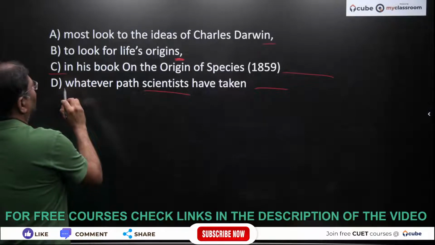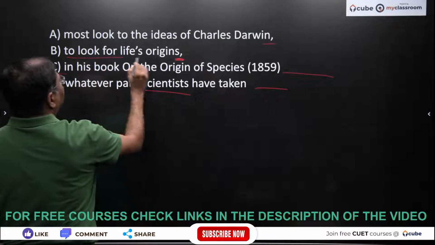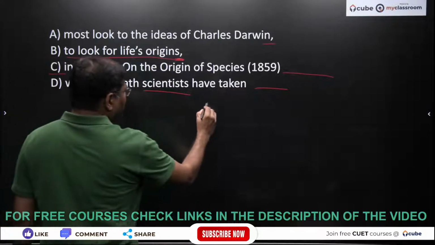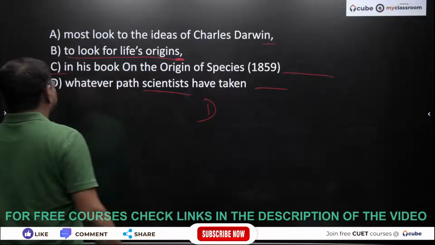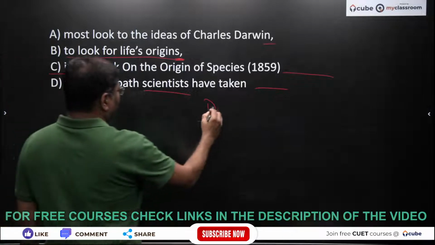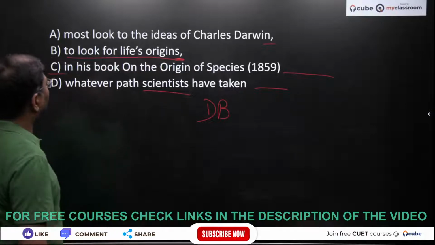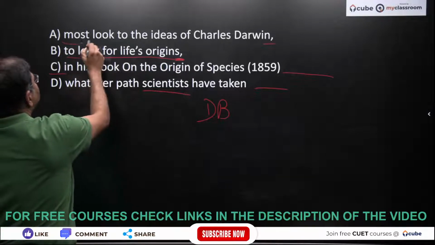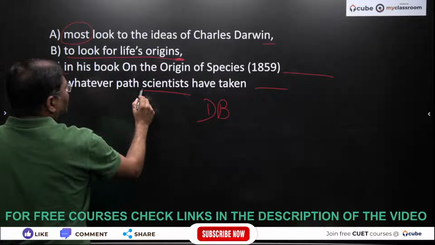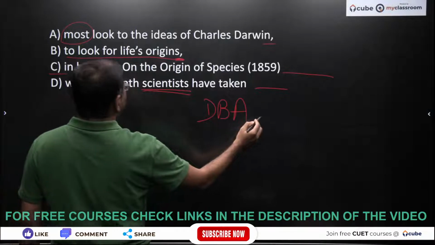Okay, whatever path scientists have taken, and they have taken what? To look for life's origins. You start with D, right? You say that whatever path scientists have taken to look for life's origins, correct? Whatever path scientists have taken to look for origins, most look. So this "most" is referring to whom? Majority of the scientists. So you can go with A then. And then finally you will have C.